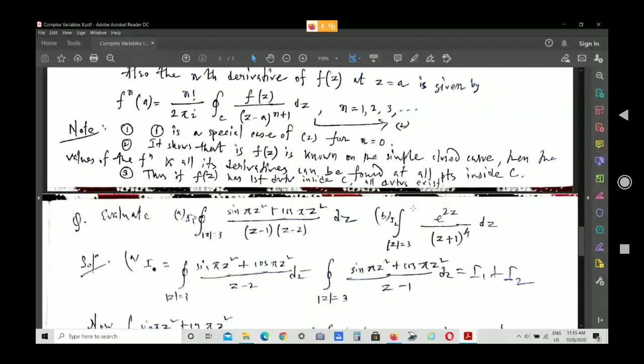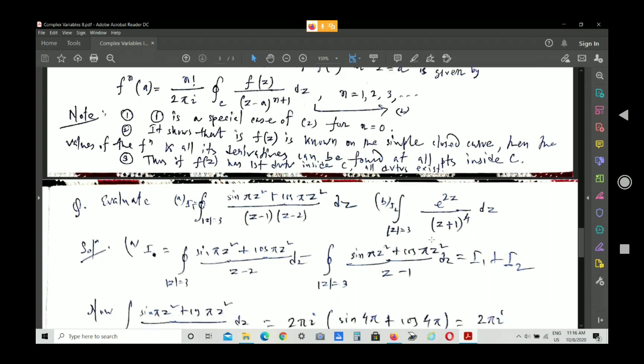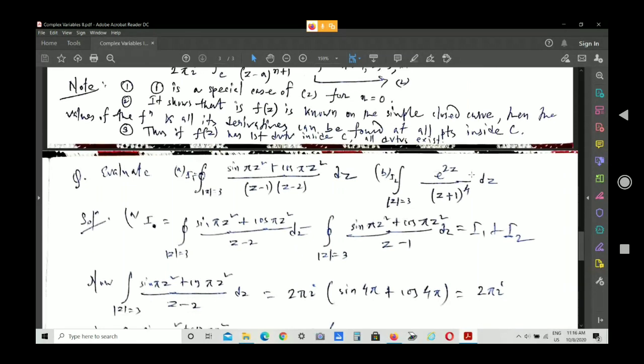Next, there is another problem. You have to integrate the function e to the power 2z divided by (z plus 1) to the power 4 along the curve mod z equal to 3, meaning the circle with radius 3 and origin as the center. Here again, the point of discontinuity or non-differentiability is z equal to -1. You can see again, it is inside this circle. So Cauchy's theorem is not applicable.